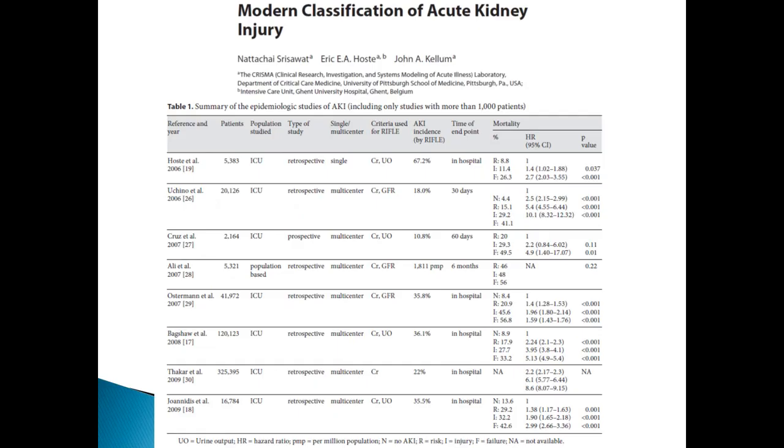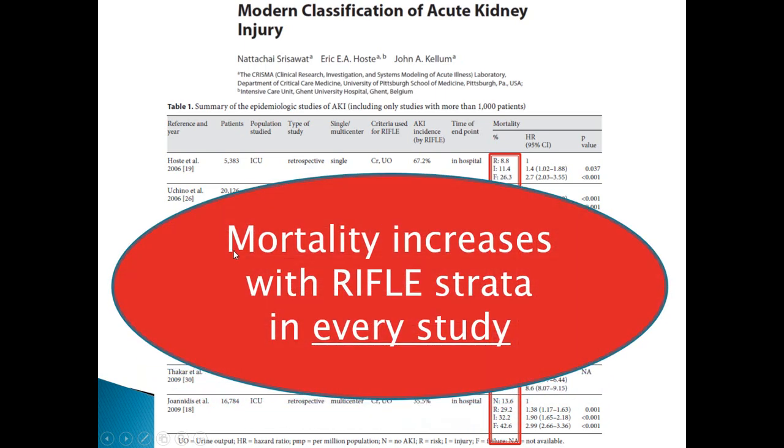Now, the RIFLE classification has been utilized and subjected to study of over 500,000 patients. And when it's been associated to mortality, what we've noticed is that as you go up on the RIFLE strata, for any study that's been evaluated, mortality increases.